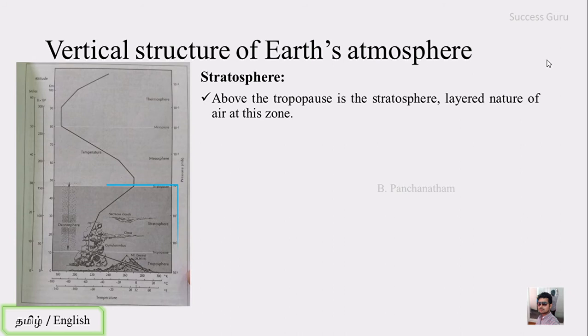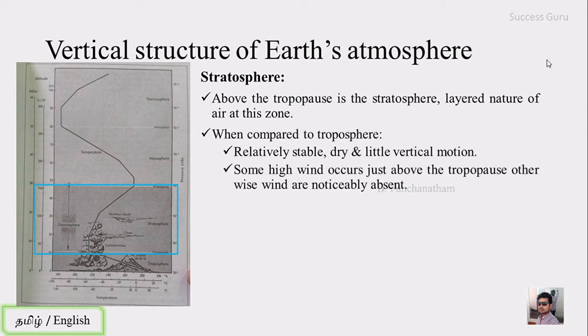And the second layer, the stratosphere, is above the tropopause. In this layer, the gases are in stratified form, and from that it got the name stratosphere. When compared to the troposphere, you can see that it is relatively stable. As we mentioned earlier, the troposphere is highly turbulent. Here in the stratosphere it is relatively stable, and this is dry.